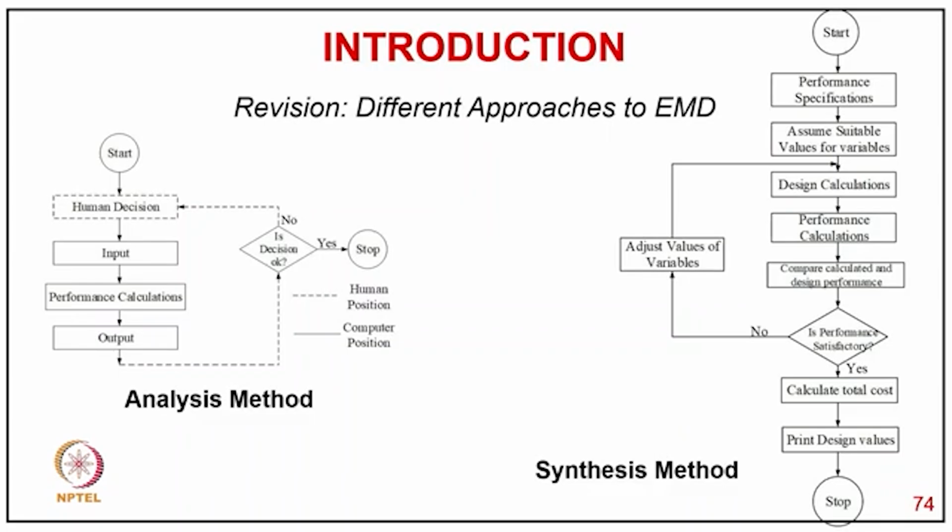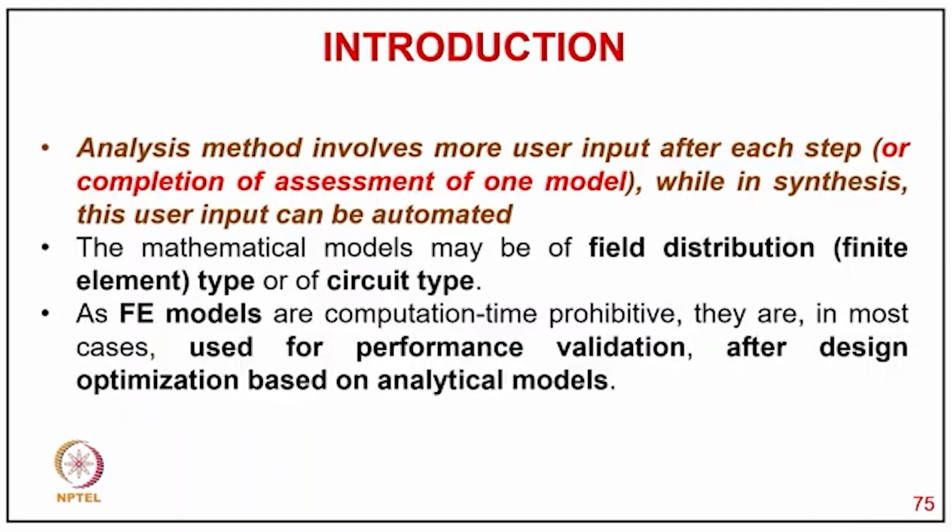However, in synthesis, we start with the performance specification, then consider the values for the variables, design calculation, performance calculation, compare and calculate. If the performance is not satisfactory, you have to adjust the variables again and go back, and then finally calculate the total cost. Here the decision is taken by the computer itself by logic, but in the analysis approach the decision is taken only by the human. Of course, both methods have relative advantages and disadvantages for electrical machine design.